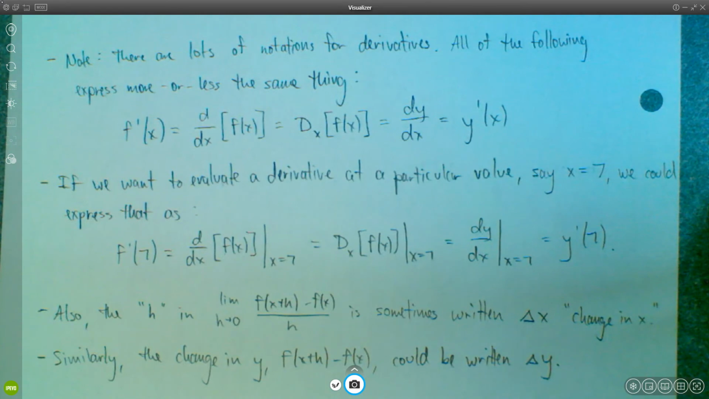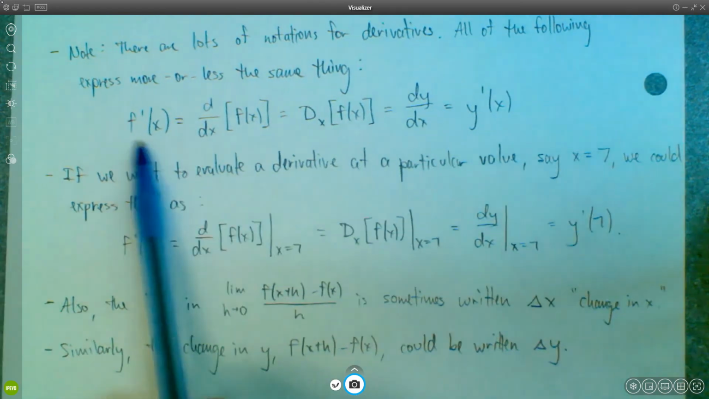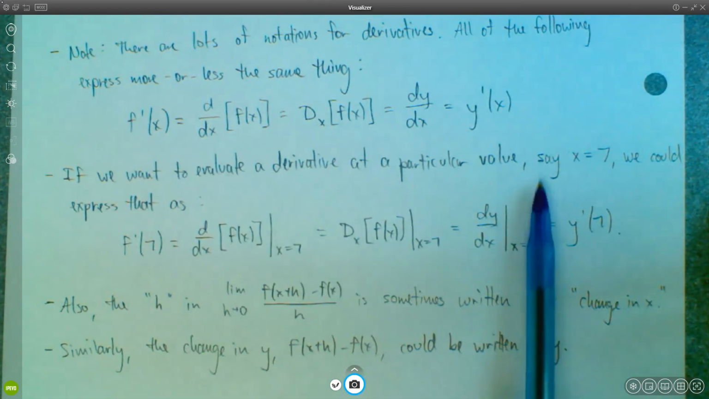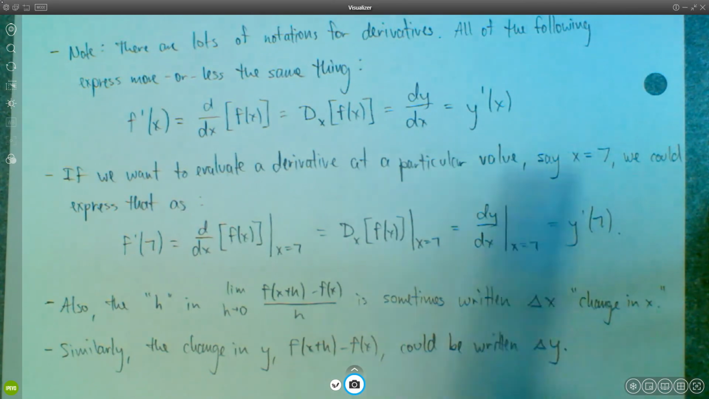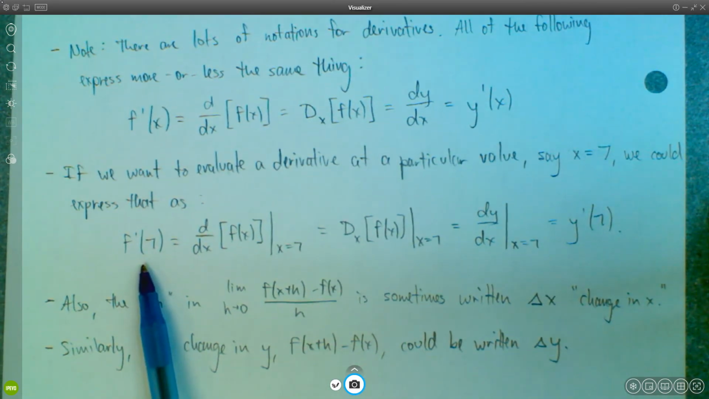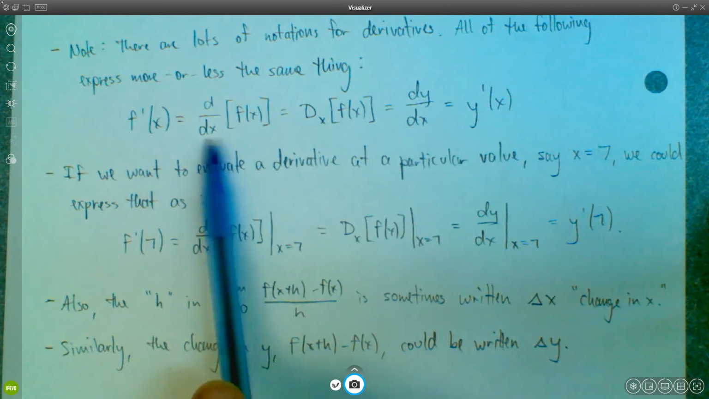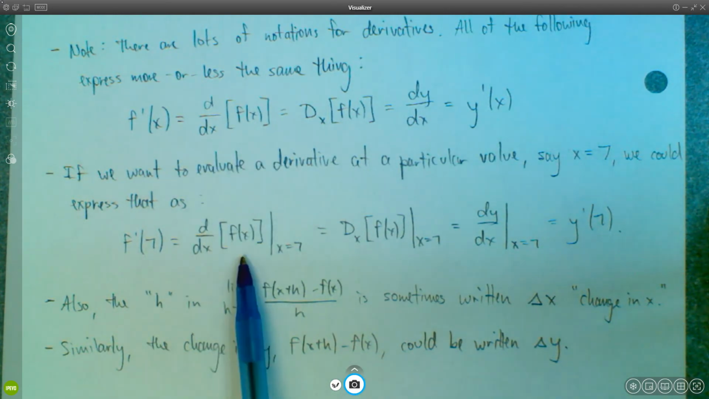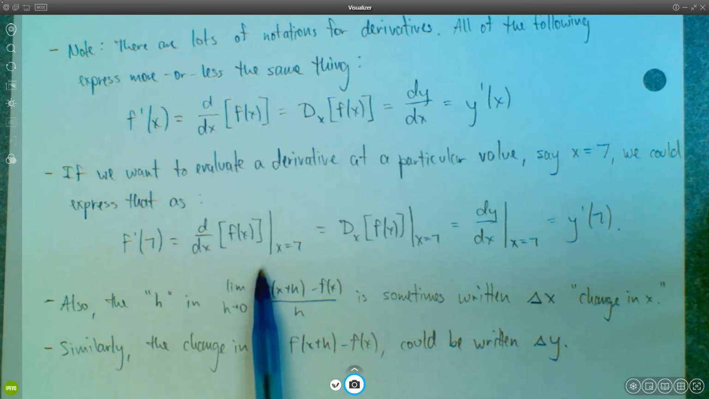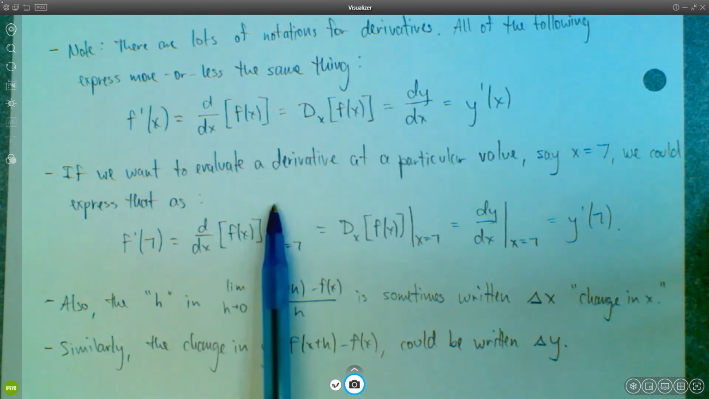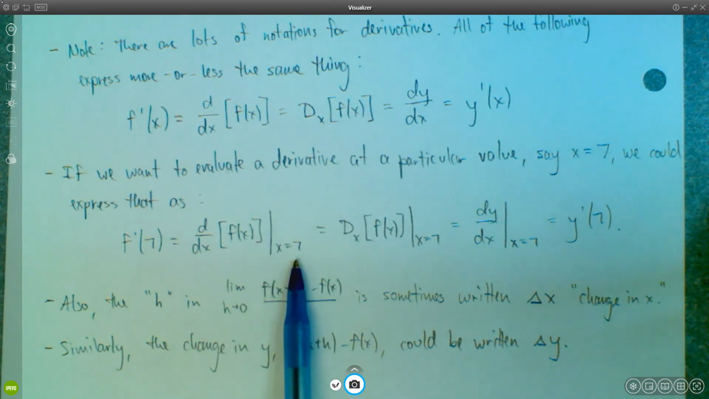If we want to evaluate a derivative at a particular value, like say we wanted to evaluate the derivative at x equals 7, then each of these different notations has a slightly different way of expressing that, right? So if you were using the f prime notation, you would just call that f prime of 7, right? If you were using this notation, you would call it d dx of f of x evaluated at, that's what this big vertical bar means, x equals 7, right?